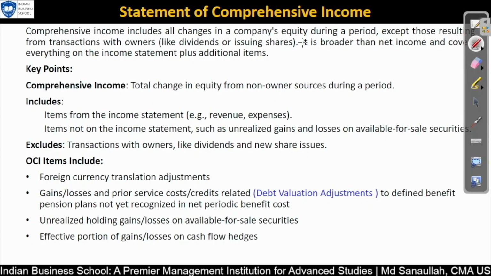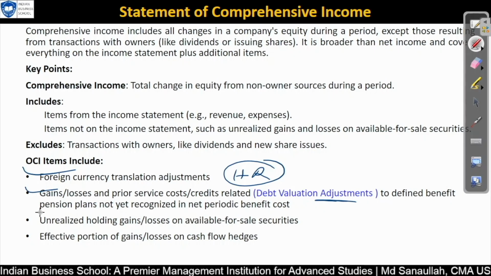That is mostly used in investment banking related companies. They have huge money in the market, so their value changes and currency changes, like foreign currency translation, will come. At that time they may have a huge amount compared to other companies. Gain and loss from prior service cost, credit related debt valuation adjustment will come later. I will explain this.